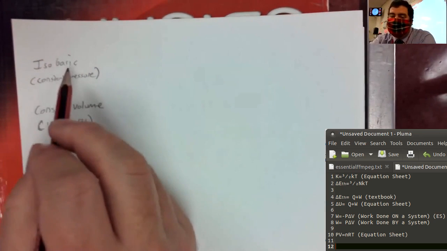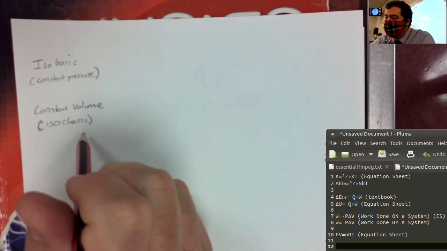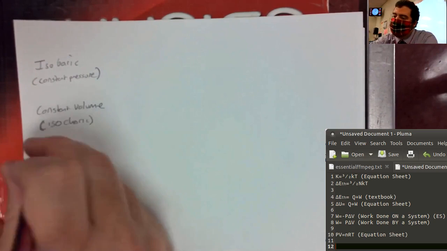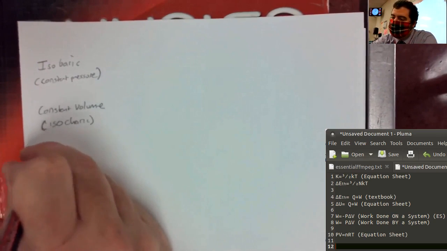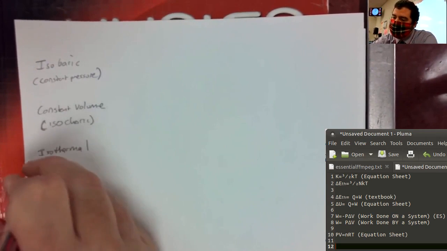So this is a situation where we're keeping pressure constant. This is a situation where we're keeping volume constant. What's the other variable we're talking about manipulating? If we're thinking about the ideal gas equation, the variable that's in there is temperature. So isothermal is what that's called, and that's constant temperature.